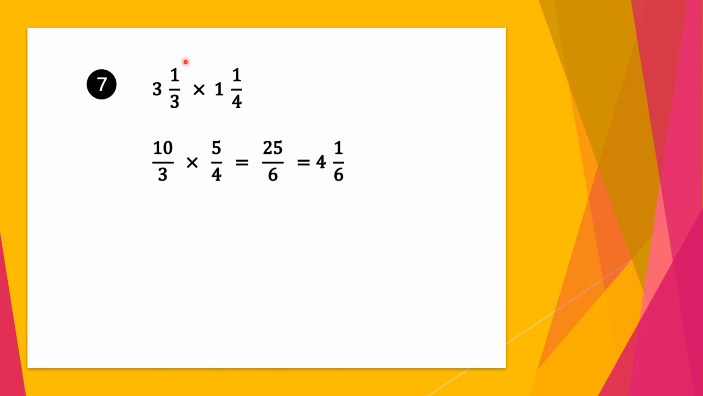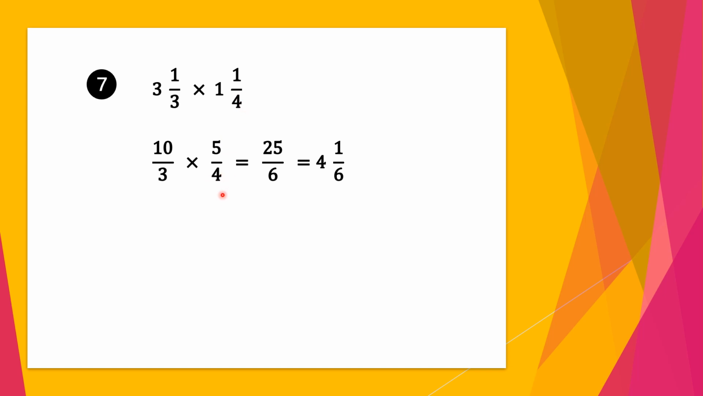Moving on to question 7, we have 3 1/3 times 1 1/4. So again, the first thing we do with the mixed fractions, we convert them into normal fractions. So 3 times 3 is 9, add 1 is 10. And we bring our denominator 3 as this. We bring our multiplication sign as it is, and we do the same thing for the second fraction. 4 times 1 is 4, add 1 is 5. And we bring our denominator 4 as it is.